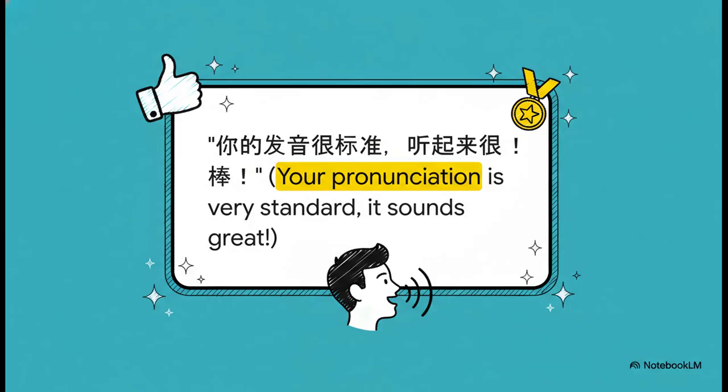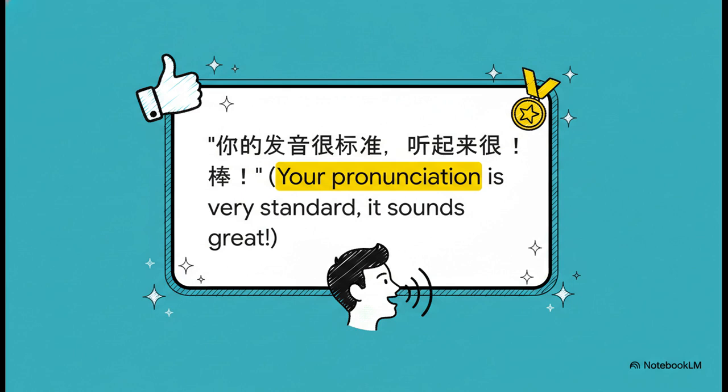Step 1. Praise. You could say with a big, genuine smile, 你的发音很标准，听起来很棒. Now, notice the specificity. You're not just saying good job. You're praising their pronunciation.